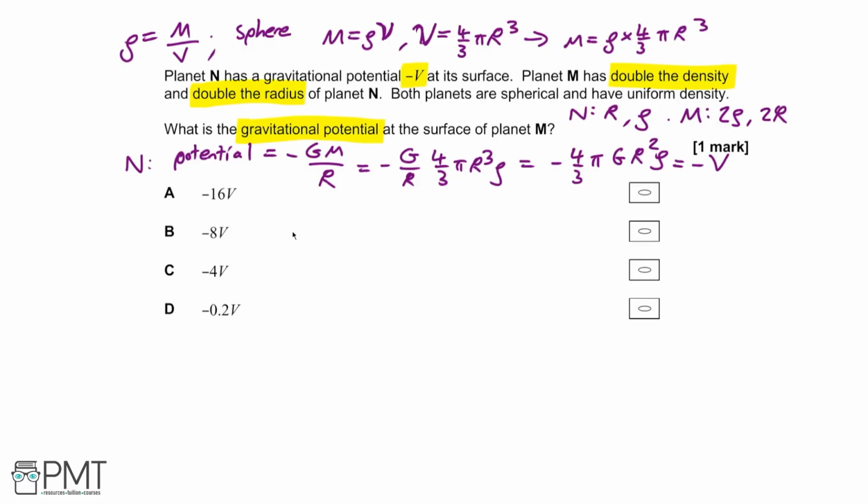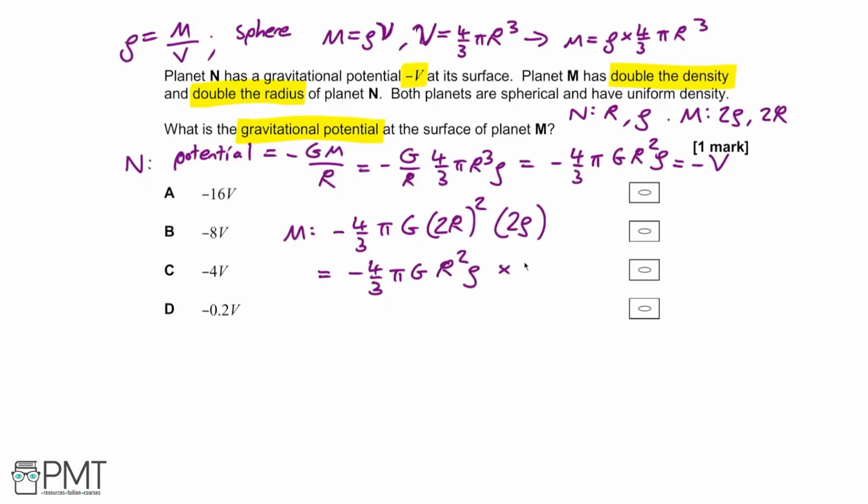As for M, we can use the same equation but substitute the quantities that we have for M in. So for M, we have that it's minus 4/3 pi G. We substitute in 2r squared, and we substitute in 2 rho because we're writing the quantities for M in terms of the quantities we have for N in order to get the potential at the surface of M, which is what we're interested in. So we obtain minus 4/3 pi G r squared again times rho, and this time we have 3 factors of 2, so that's equal to a multiplication by 8. So this is minus 8V. Therefore, we've shown that the answer has to be B.